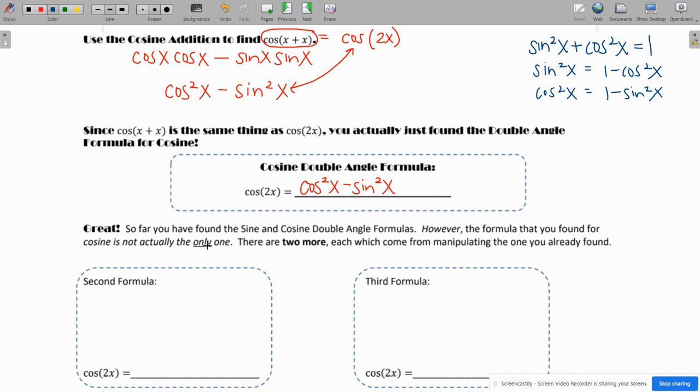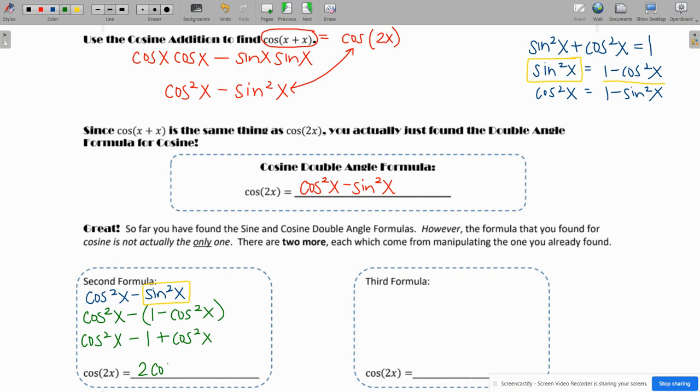So again, if we knew that the cosine of 2x equals cosine squared of x minus sine squared of x, we could take the sine squared of x, and we could simplify it in a different way by substituting in for the sine squared 1 minus cosine squared. So we could say this is cosine squared of x minus, and then where we have sine squared, I'm going to plug in 1 minus cosine squared. And since it's a quantity, I'm going to put it in parentheses. So this would be cosine squared of x minus 1 plus cosine squared of x, which means really we would have 2 cosine squared of x minus 1.